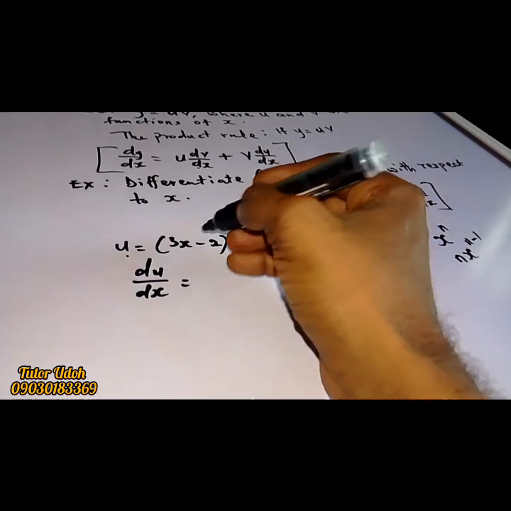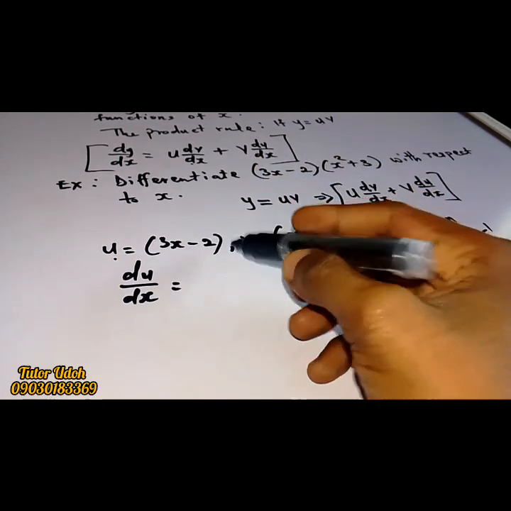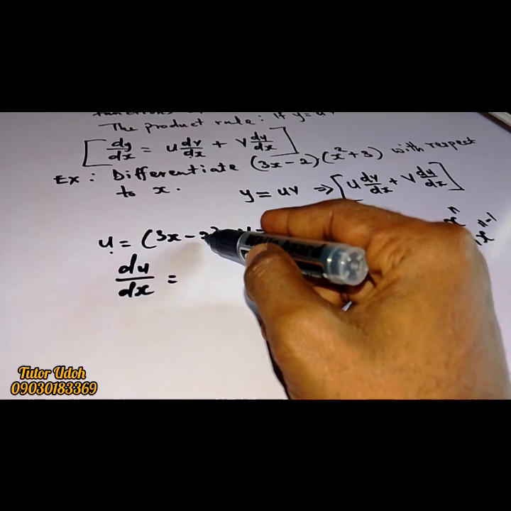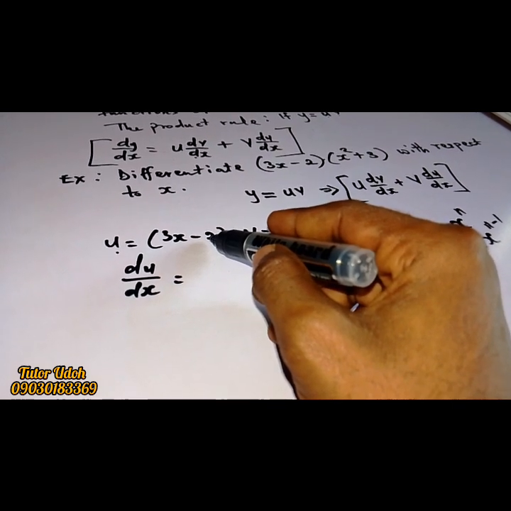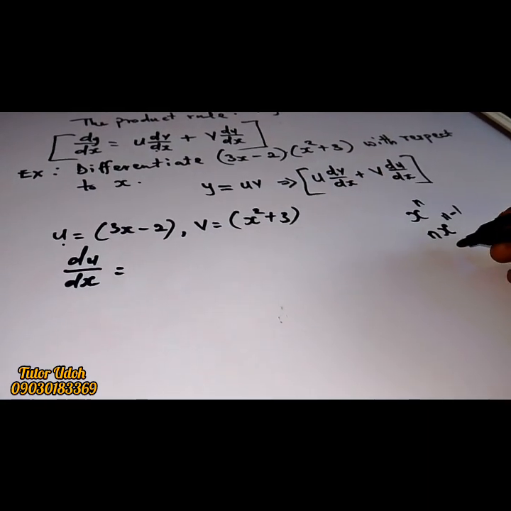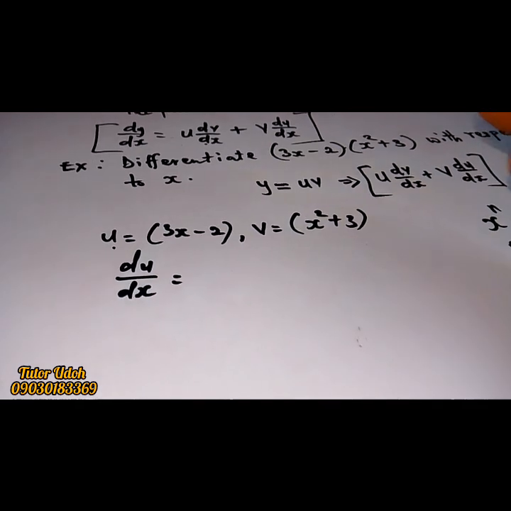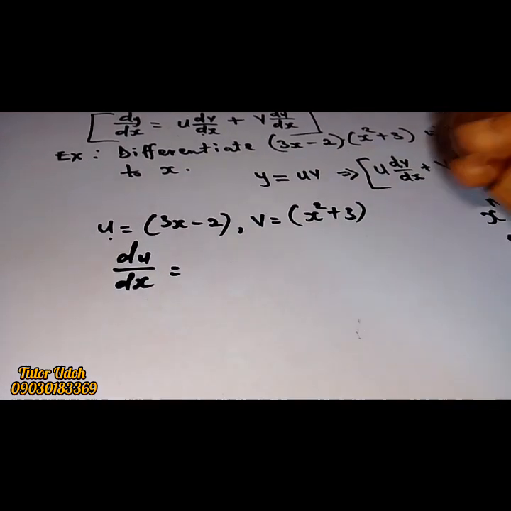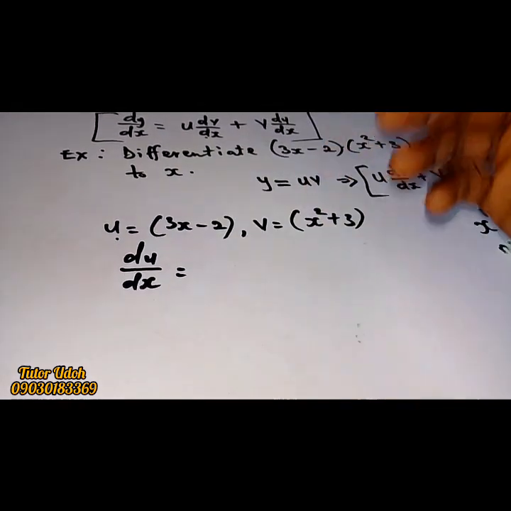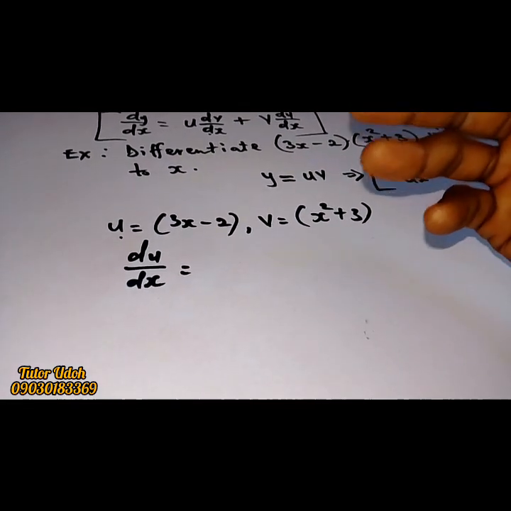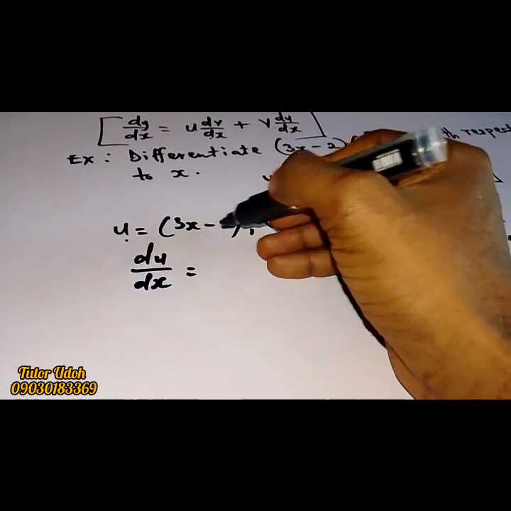So if we apply that in this case, this 2 does not have a letter, so we call it a constant. And the derivative of a constant is 0. When you are dealing with derivatives, any number that does not have a letter is 0 when you are finding the derivative of such. So this minus 2 is 0.